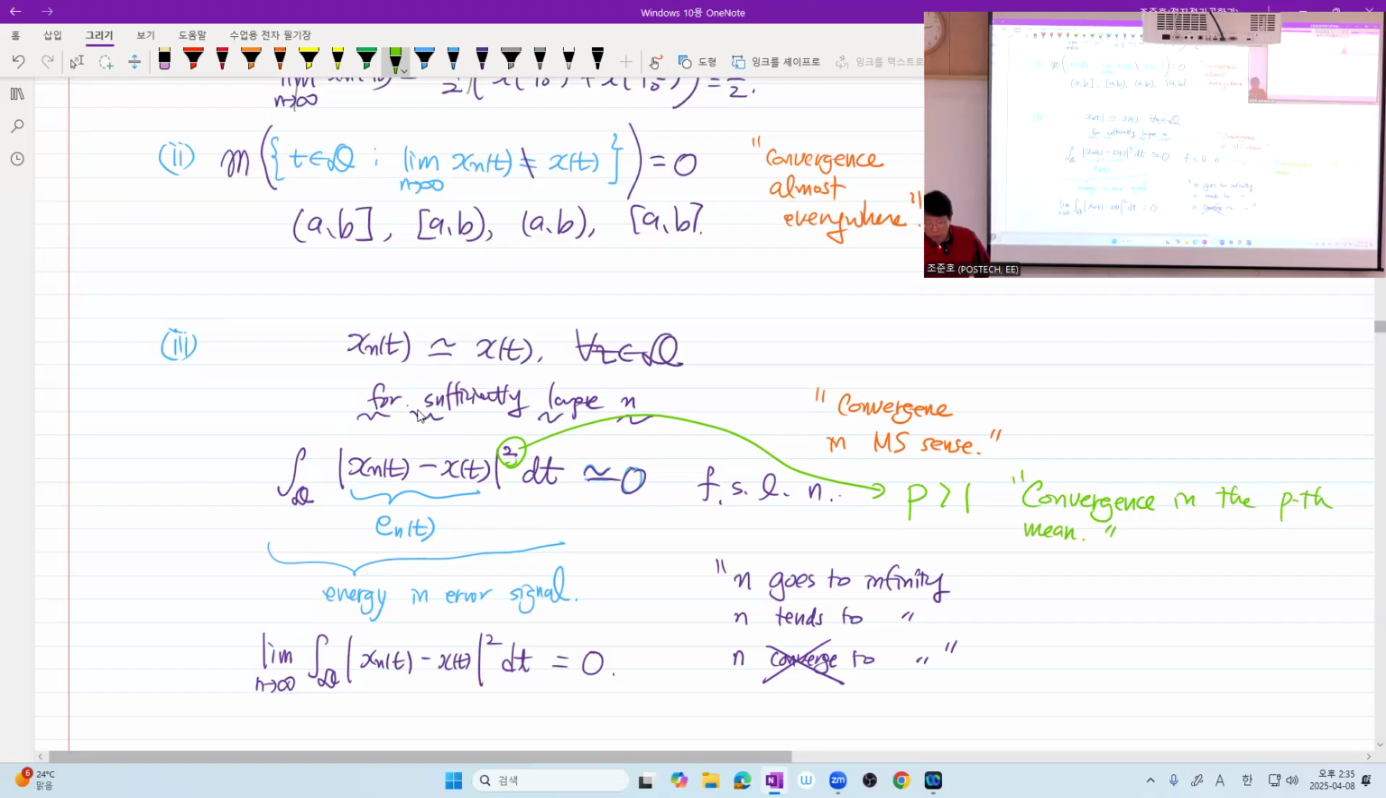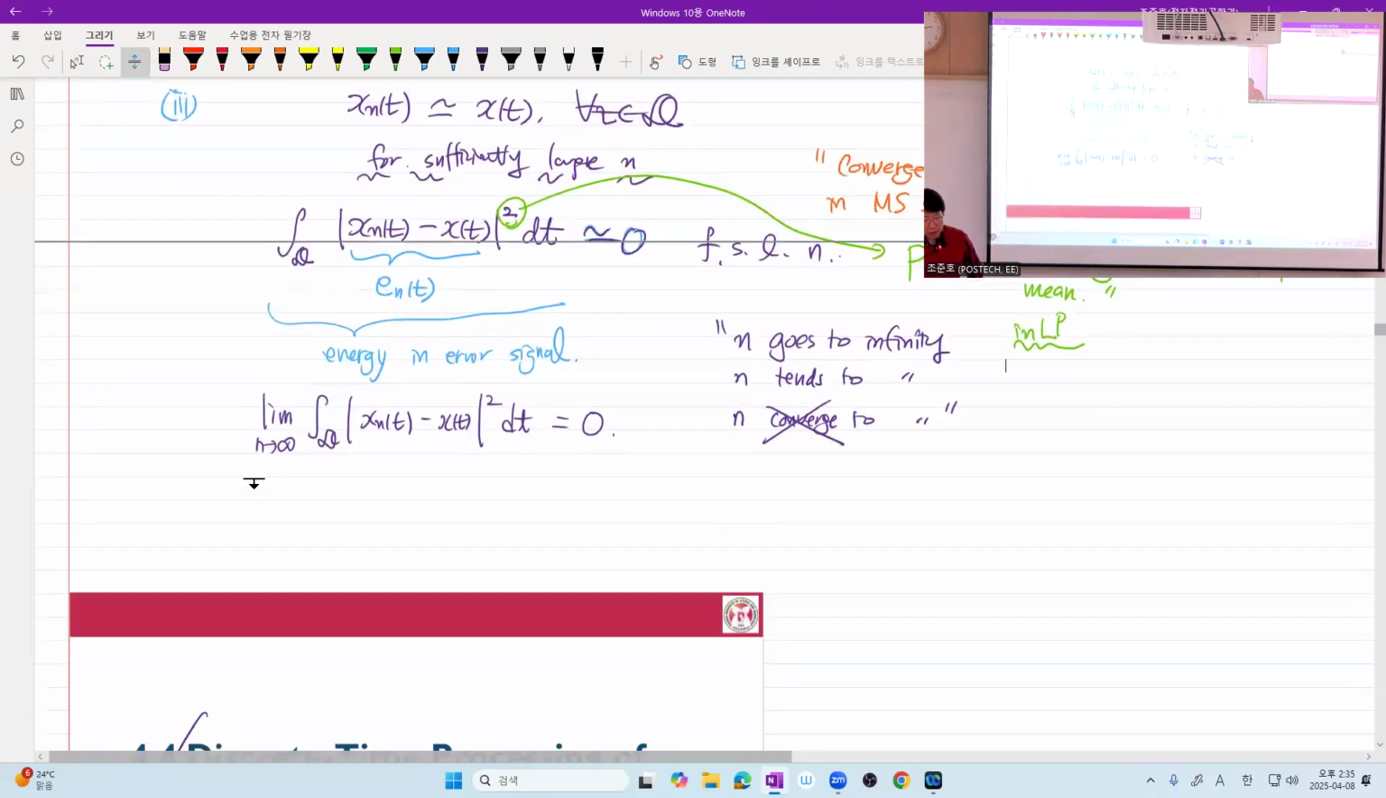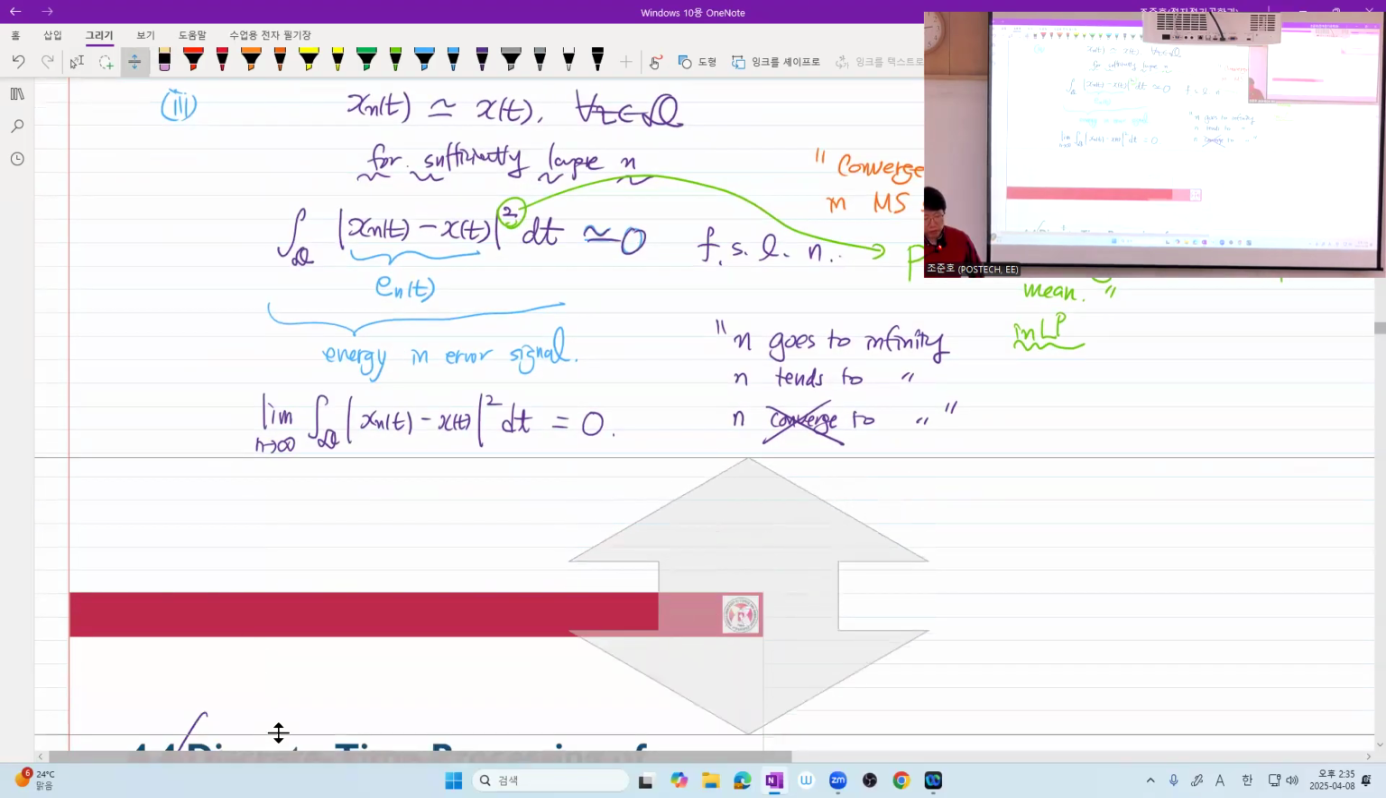Or some textbook says in LP, convergence in L to the P, something like that. Got it? So here the energy in the error signal goes to 0 is what? The case with p equals 2. You can use any one. The problem is that sometimes people have found that this is too much, still too much.